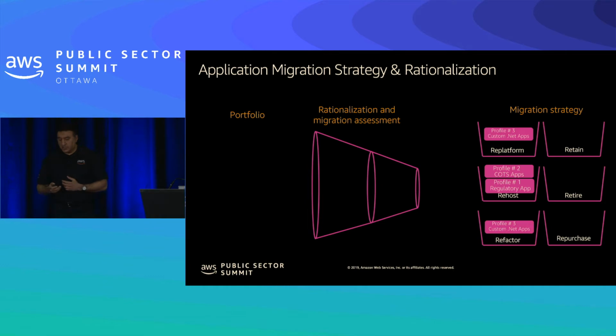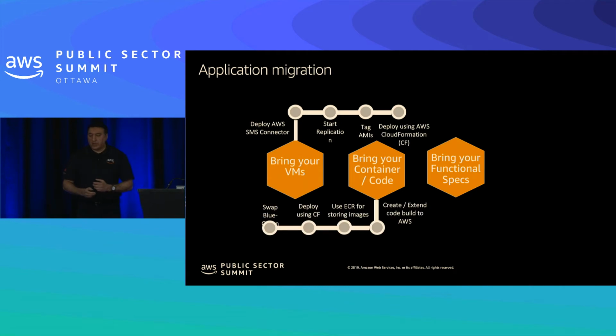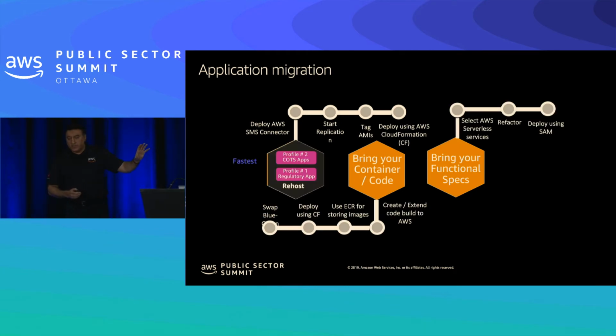Sorry about my cheesy animation there. We use a strategy of 6 R's, which is re-platform, re-host, refactor, retain, retire, and repurchase. We'll focus on the ones on the left for this session. Now, I'm going to build this out quickly. The fastest is rehosting. So for your COTS applications, for example, and for some of your regulatory apps, you don't want to go through that pre-approval or re-approval process, if you will, and you would just use the rehost option.